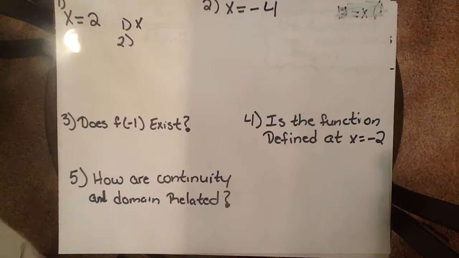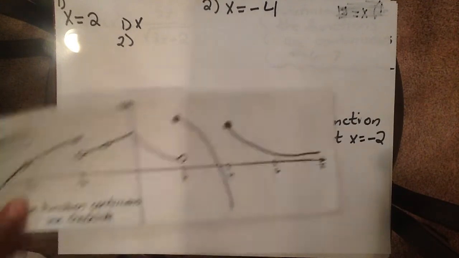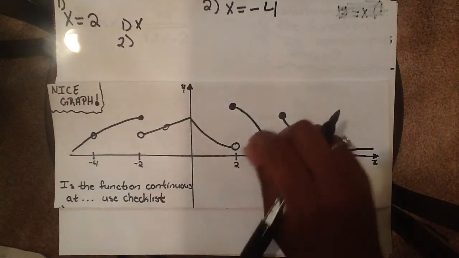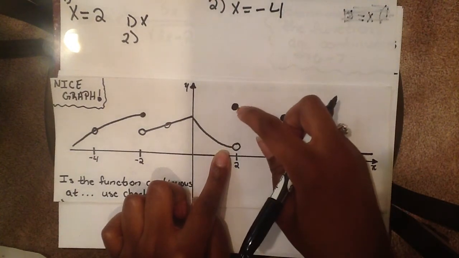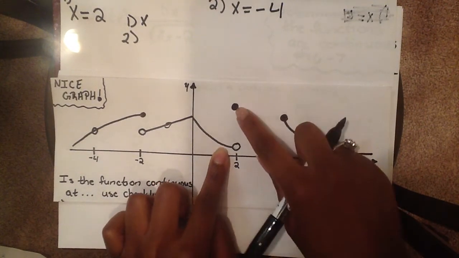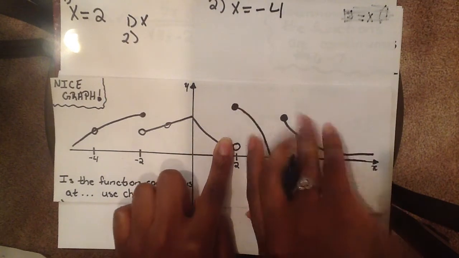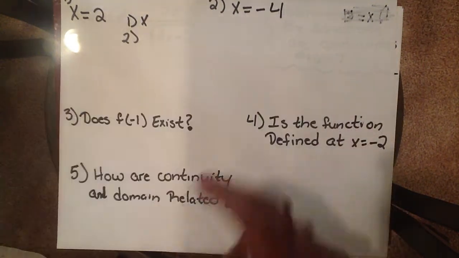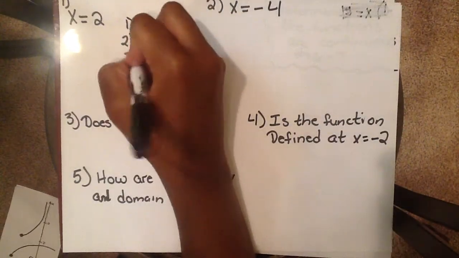For number 2 on the checklist, we ask, does the limit of f of x as x approaches 2 exist? From the left we look pretty good, but from the right, the numbers are not the same. From the left and the right, the graphs don't approach the same value, so the limit of f of x as x approaches 2 does not exist, so it fails number 2 as well.